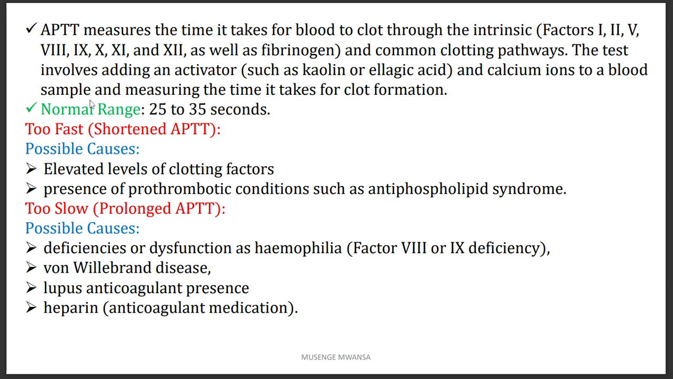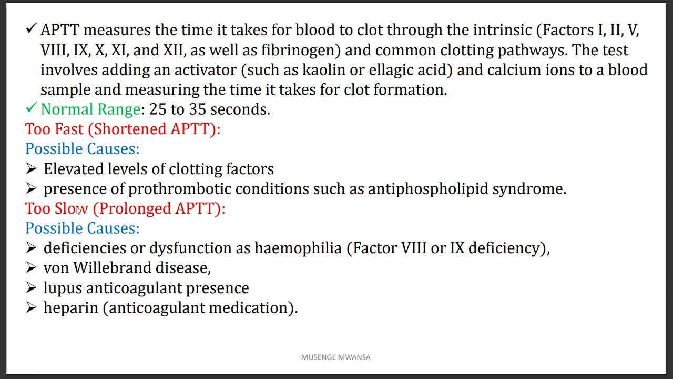So the normal range for APTT is about 25 to 35 seconds. If it is too much or too low, that might show a problem. So what does it mean if it is too fast, meaning that the time is low? For example, clotting just happens within a very short period of time. That might mean that there is elevated clotting factor, the clotting factor is too much, or there can be presence of thrombotic conditions such as antiphospholipid syndrome. These are making the clotting happen so quickly.